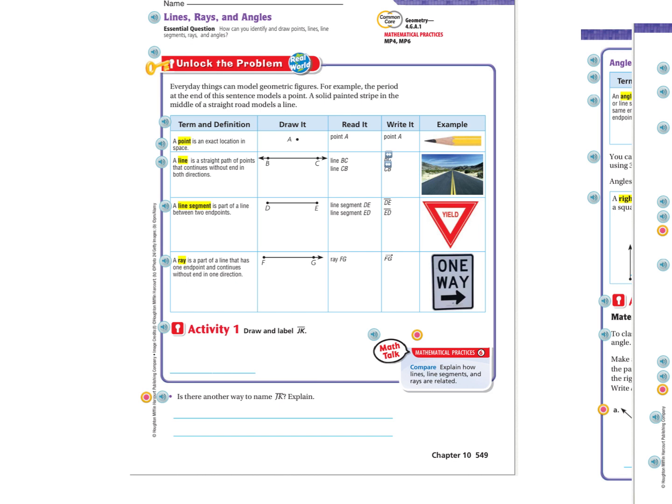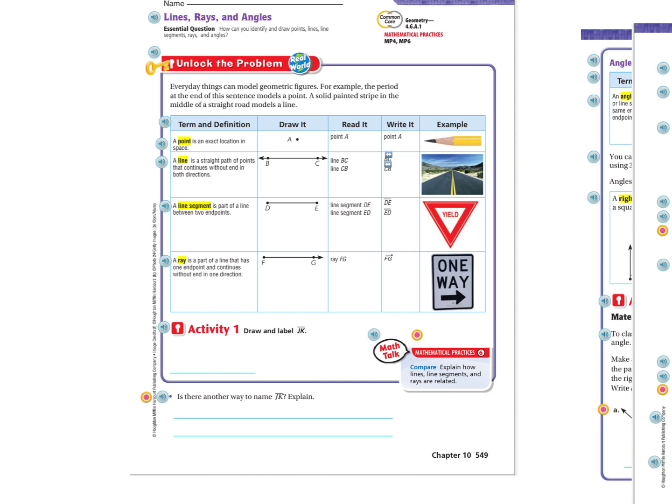Does that make sense? You write it. Can you see how the endpoint is over F and the arrow is over G? That's a big deal. Okay, so you just have to match up the letters with the signs. We write it FG, and an example is in this one-way sign. Has an endpoint and an arrow.